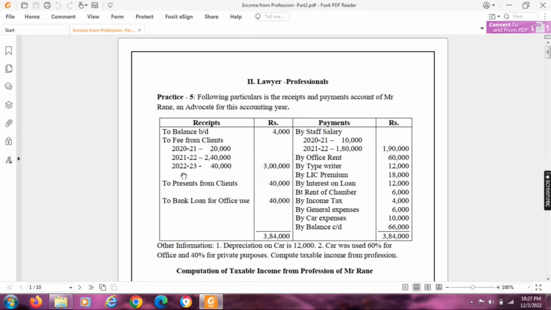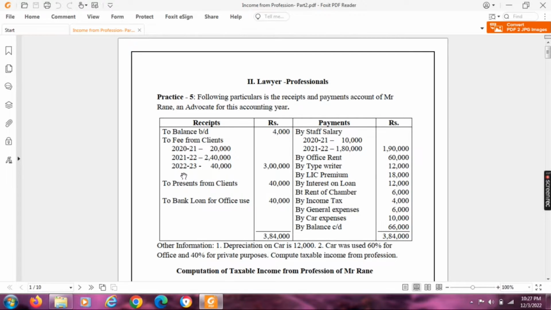Actually, the cash book was given, receipts and payments. Normally, a cash book starts with the opening balance and ends with the closing balance. Everyone knows this, okay? Opening balance 4,000, and the fees from clients 3 lakh, for 3 years: 2021, 22 and 23, 23 for this year. And the presents from clients.